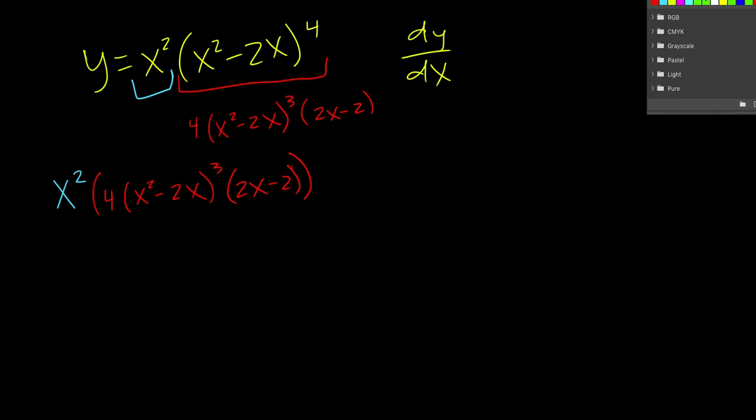Okay? Then we're going to add to it, we're just going to write the first one now, the original, and then we're going to times it by the derivative of the second one. So once again, we write the first one, then we write the derivative of the second one, then a plus sign, then we write the second one, no derivative, and then we write the derivative of the first one.